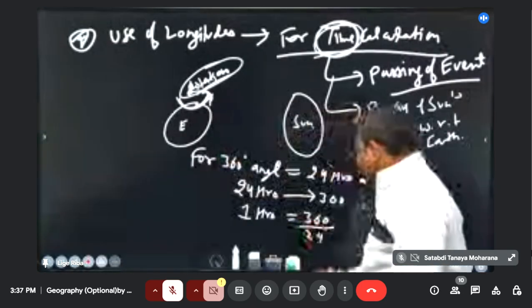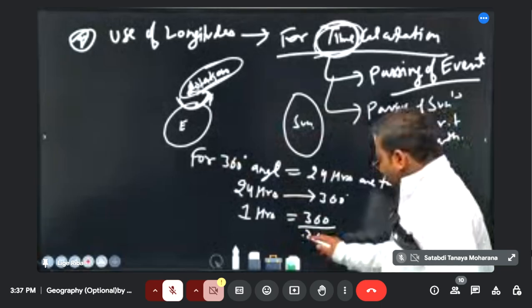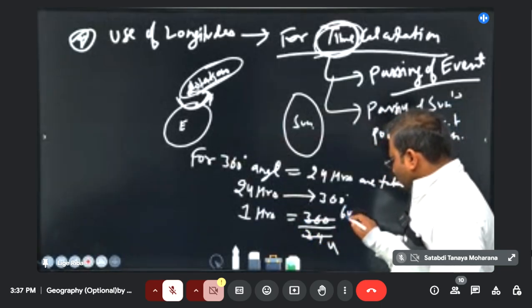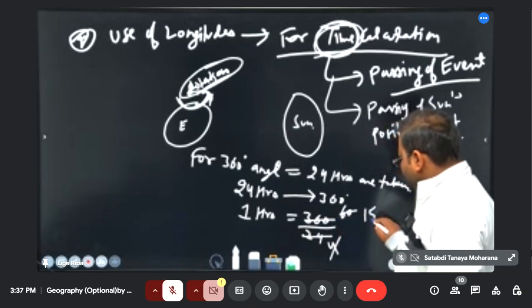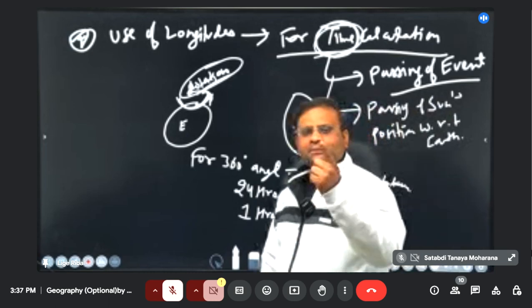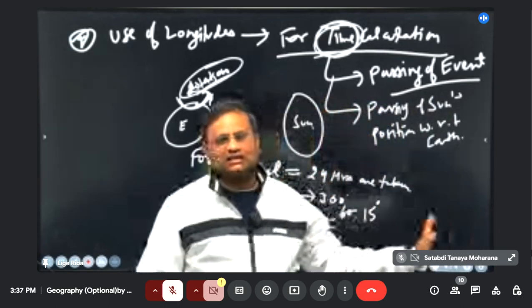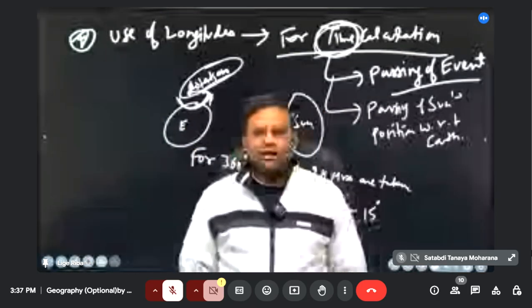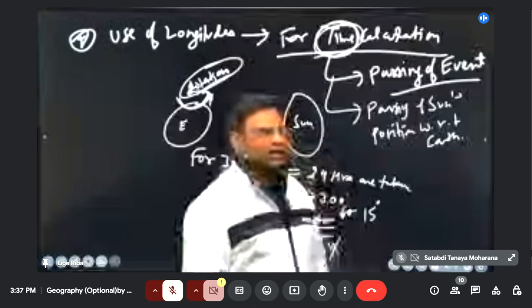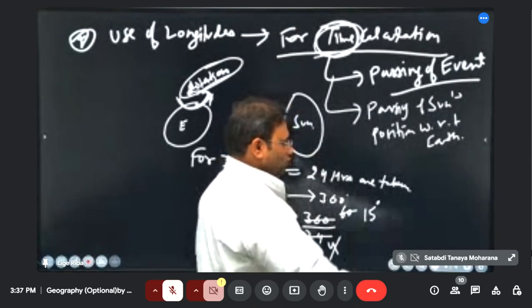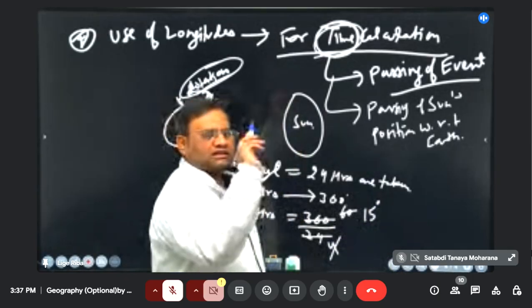So if you solve it, 360 divided by 24 gives 15 degrees. So in 1 hour, the earth rotates by 15 degrees. This is the result. Like if I am looking at you, in 1 hour I will tilt by 15 degrees. In a further 1 hour, a further 15 degrees, in a further 1 hour, a further 15 degrees, and so on. So in 24 hours, 360 degrees will be done.